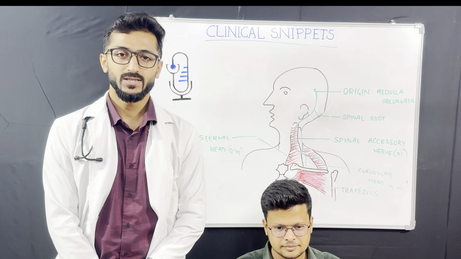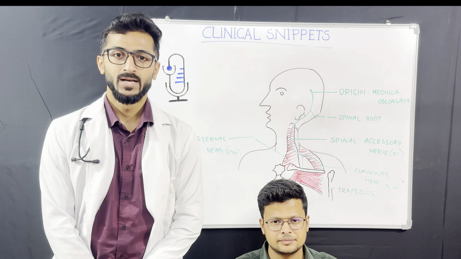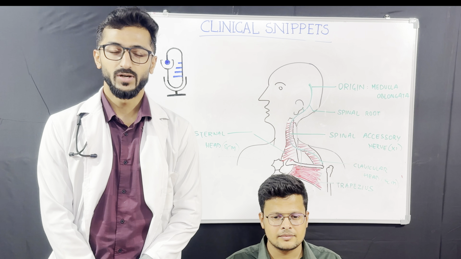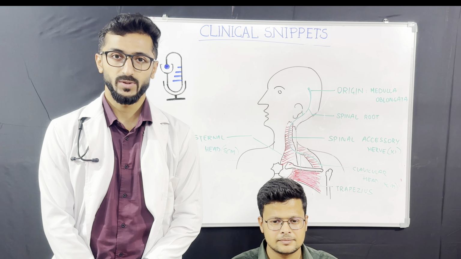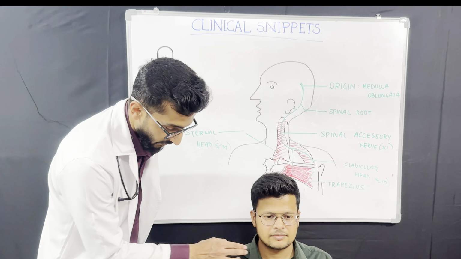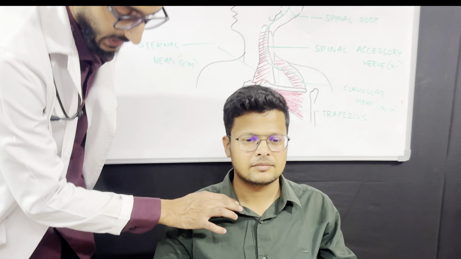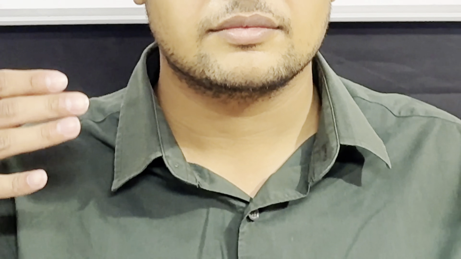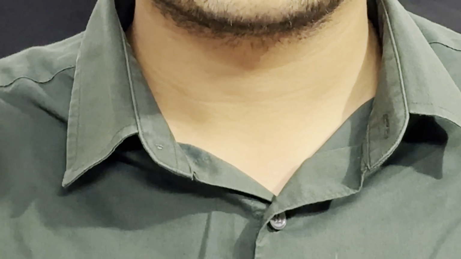It has two supplies, one to the sternocleidomastoid, second to the trapezius. Firstly, we'll start with the sternocleidomastoid. For the inspection of the sternocleidomastoid, we'll look for the sternal head and the clavicular head of the sternocleidomastoid bilaterally. We'll look for any atrophy, undue prominence or loss of muscle.